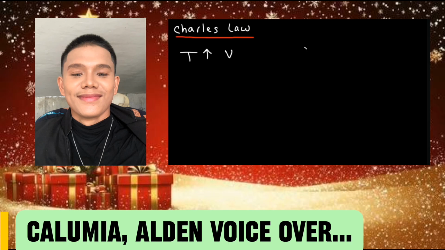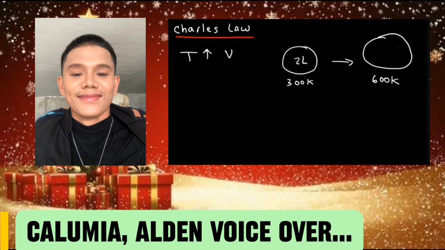So let's say you have a balloon at a temperature of 300 Kelvin, and let's say it's a 2-liter balloon. Now what's going to happen if you double the temperature to 600 Kelvin? What's going to happen to the volume of the balloon? Whenever you heat a gas at constant pressure, the volume of the gas expands. So the balloon is going to be 2 times as large. It's going to be 4 liters.